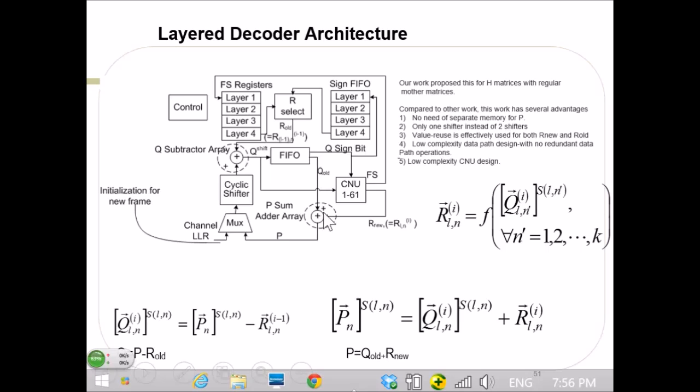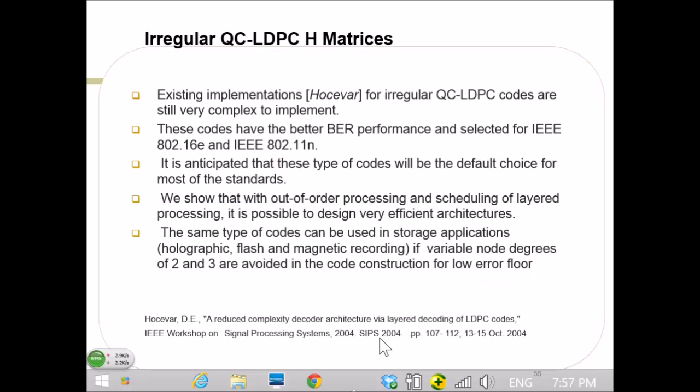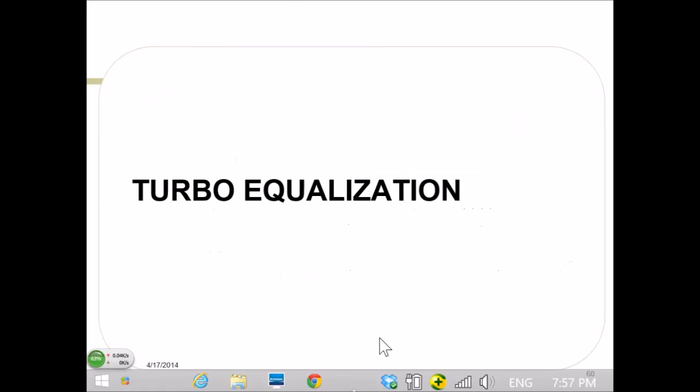Essentially, previously you were doing this check node update, the min-sum as before, and then you were doing the P and Q messages as before. But previously you were doing this R for all the layers, and then doing these equations. Now we are doing the R for one layer, and then immediately doing these two equations. The advantage is you have better convergence. And I can stop here.